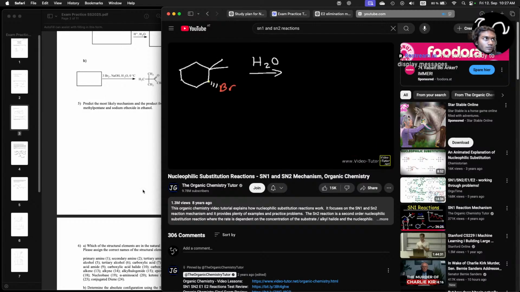Secondary alkyl halide with a protic solvent, and this is going to favor an SN1 reaction. By the way, protic solvents favor SN1 reactions. Polar aprotic solvents favor SN2 reactions.